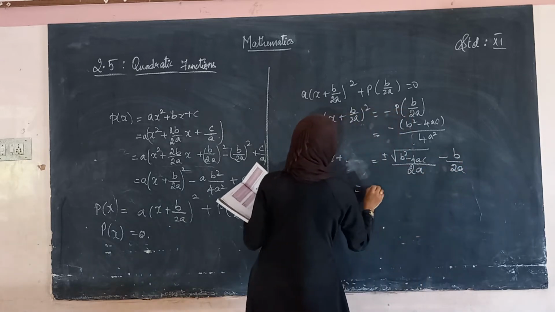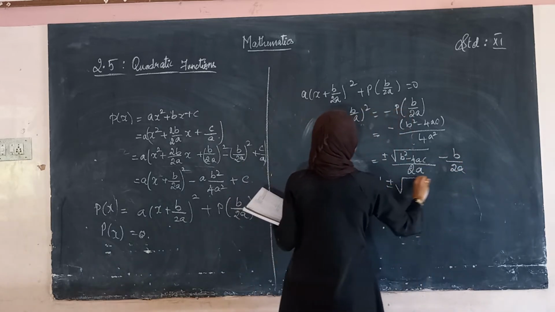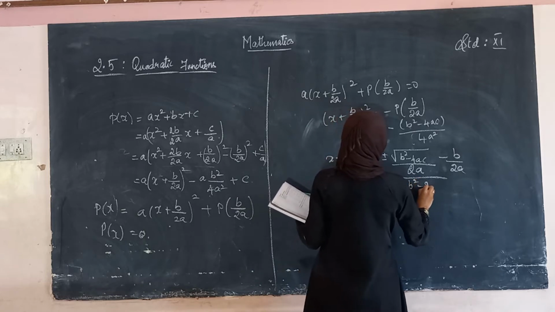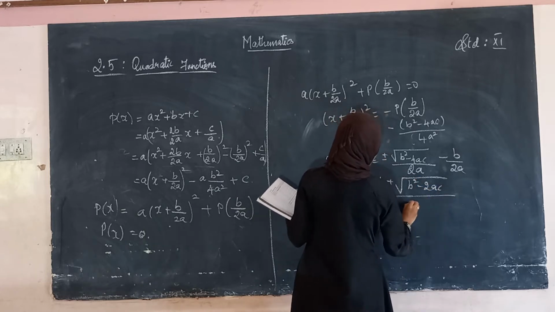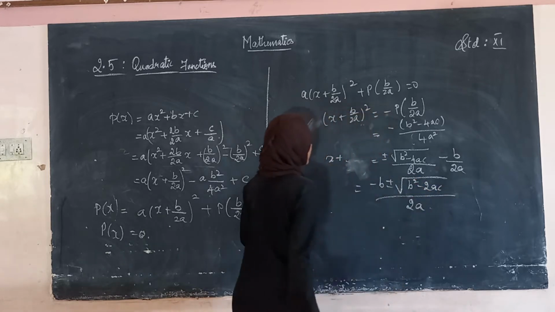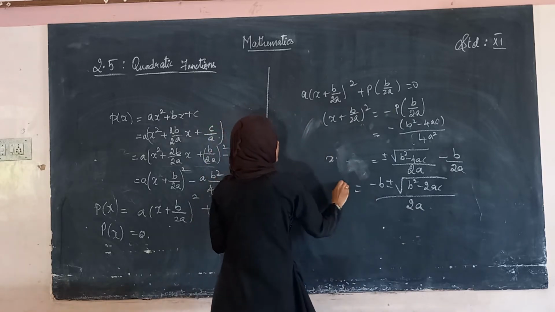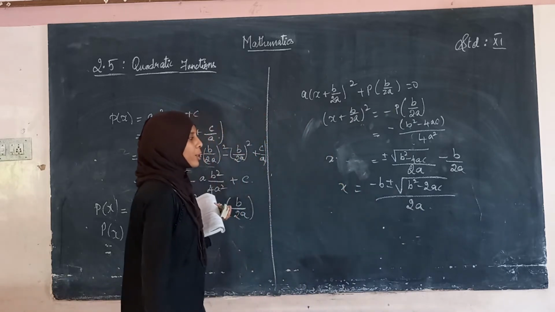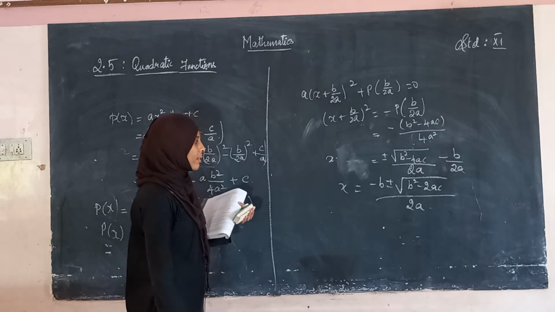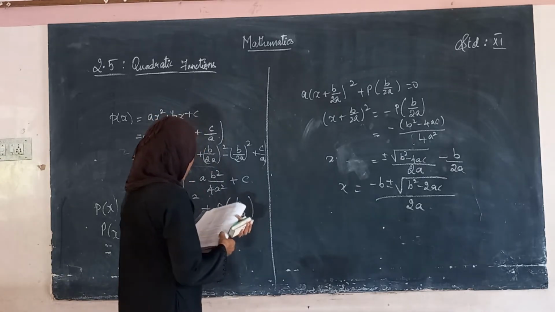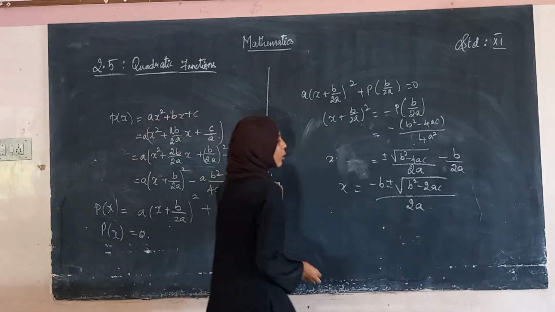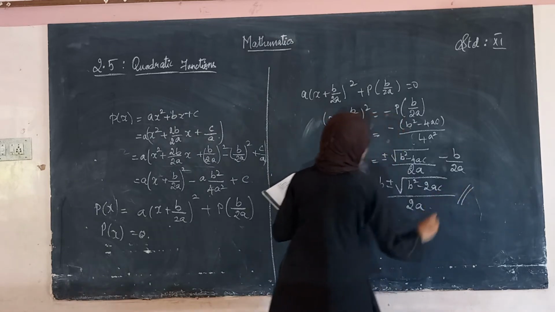So the answer is minus b plus or minus root of b square minus 4ac divided by 2a. The value of x is equal to minus b plus or minus root of b square minus 4ac divided by 2a. This is said to be the quadratic formula.